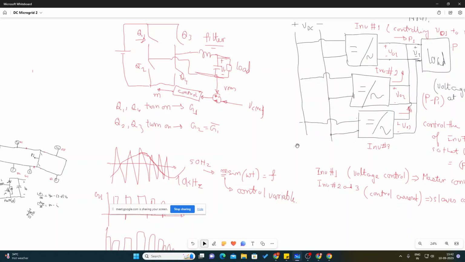Now, if the voltage controlled converter fails, the whole system will not work as desired. That's what I'm saying.